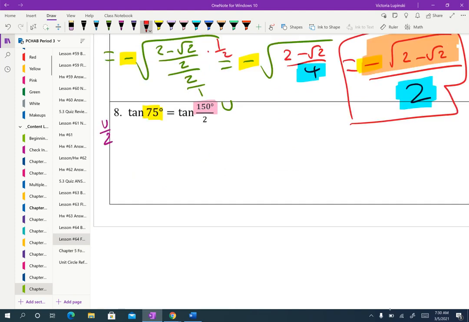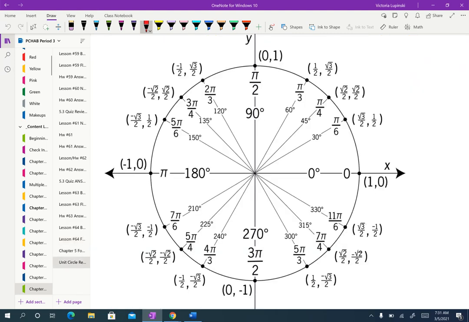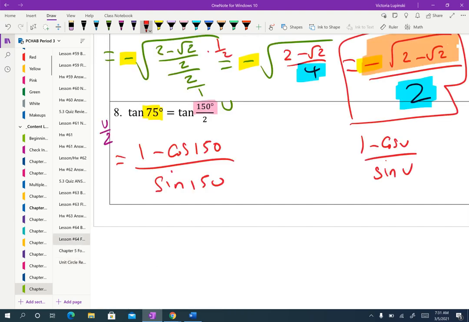So according to the formula, and I'll just write that over here, it's 1 minus the cosine of u over the sine of u. So in this particular case, it's 1 minus the cosine of 150 divided by the sine of 150. You would, of course, want to know all the important information about 150. So if I pull up my unit circle and I locate 150, this is the ordered pair in question. And this is the cosine and this is the sine. So those are the values that I'm going to use. As I go to fill this in, this is going to become 1 minus the cosine of 150, which is negative radical 3 over 2, and the sine of 150 is positive 1/2.